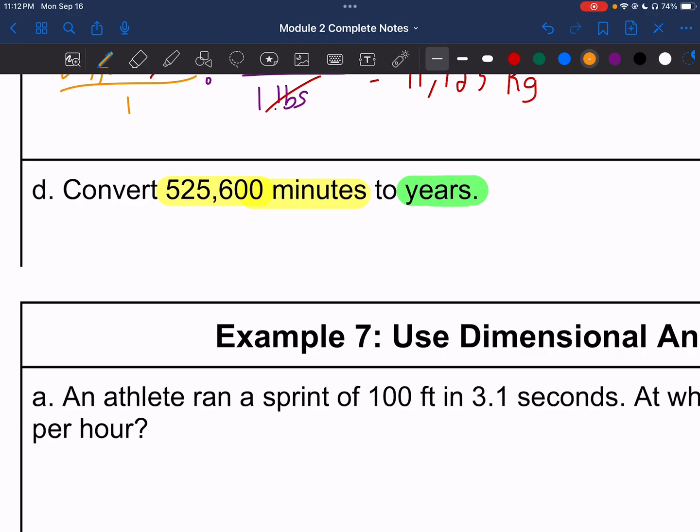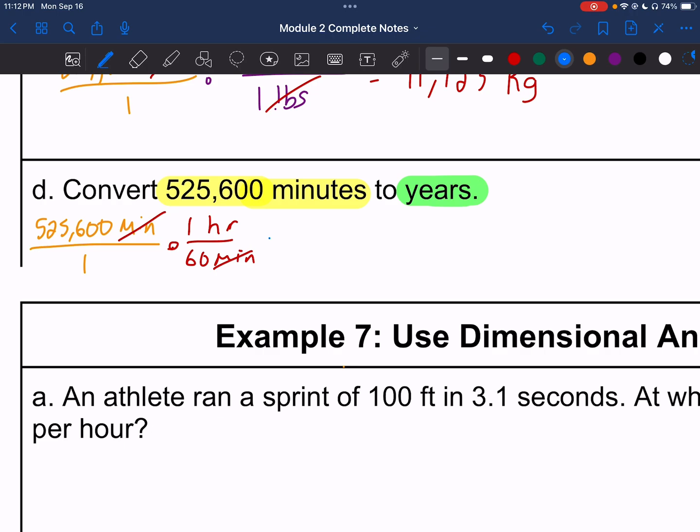You're in middle school. So we start with 525,600 minutes over 1. So the first unit I'm going to convert, I'm going to go from minutes to hours. So we have 1 hour is 60 minutes. All right, so our minutes cancel out and I'm left with hours. Do I want hours? No, I don't. I want years. So I need to go again.